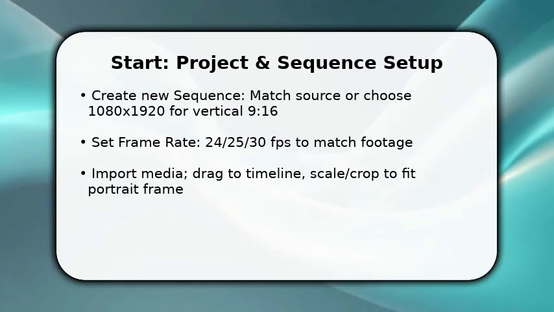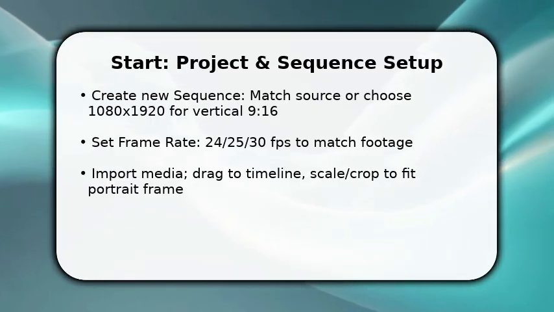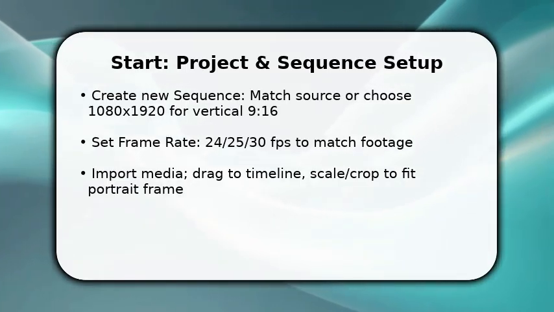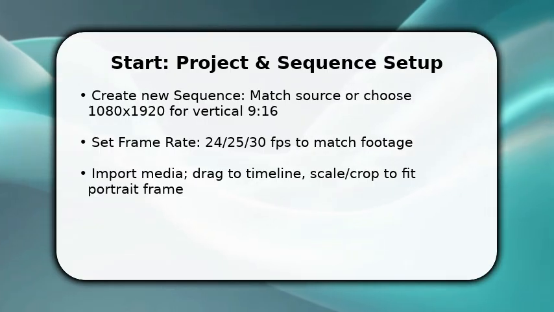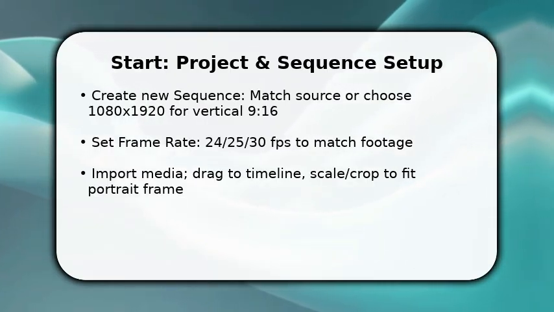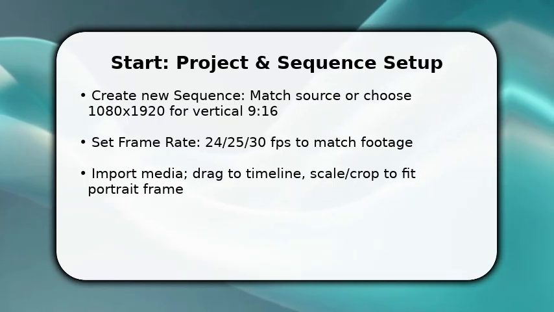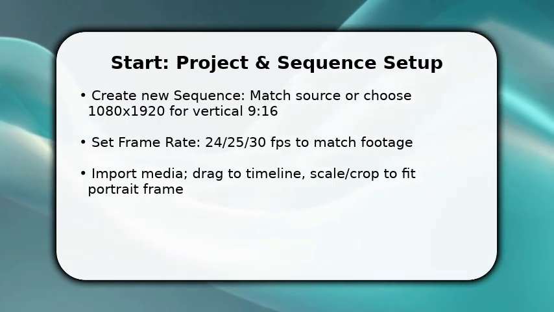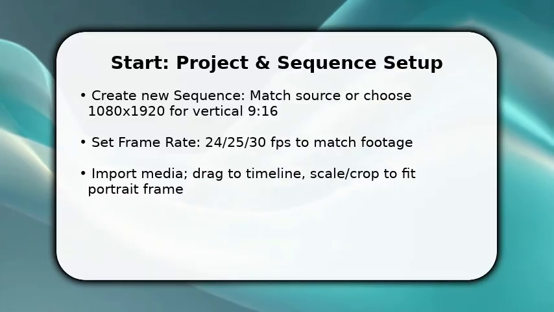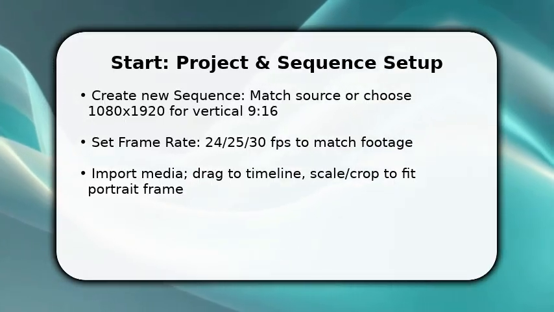You're starting with the sequence. Set it to portrait now so you avoid reframing later. Create a new sequence or duplicate an existing preset and change the frame size to 1080 x 1920, vertical 9 to 16. Make sure the frame rate matches your clips, then import your media and place clips on the timeline.